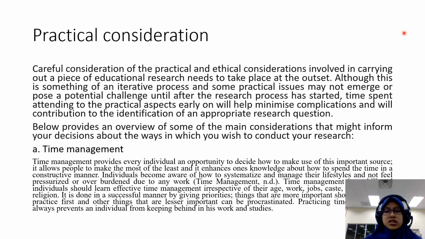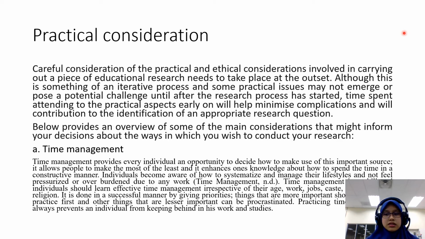Okay, for the practical considerations, we have a few types that need to be considered in research. Careful consideration of the practical and ethical considerations involved in carrying out a piece of educational research needs to take place at the outset. Although this is something of an iterative process and some practical issues may not emerge or pose a potential challenge until after the research process has started, time spent attending to the practical aspects early on will help minimize complications and will contribute to the identification of an appropriate research question. Below is an overview of some of the main considerations that might inform your decisions about the ways in which you wish to conduct your research.